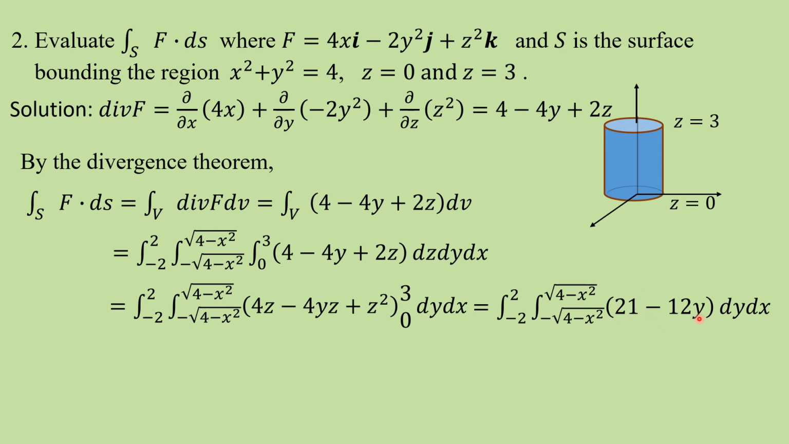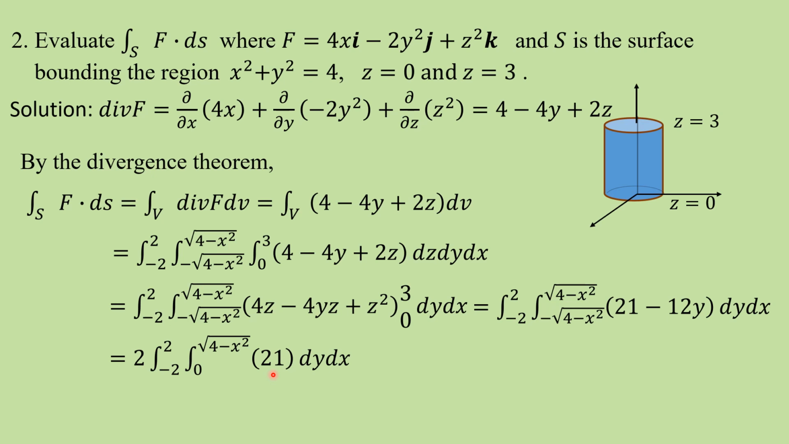Whereas 12y is an odd function; if I replace y by minus y, I get minus of f of y. So that means for this function, the integral is 0. So I have to just integrate 21, since it is even, so I can write it as 2 times, using the rule of definite integral, 2 times the integral from 0 to root 4 minus x square of 21 dy. So I have reduced it by using the properties of definite integral.